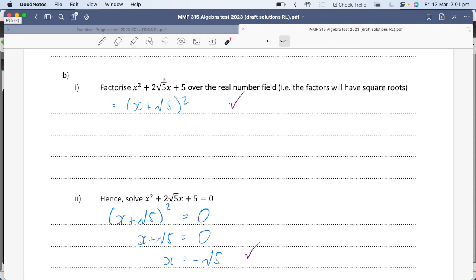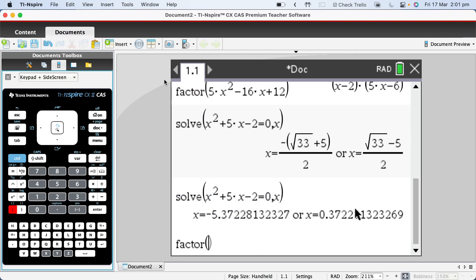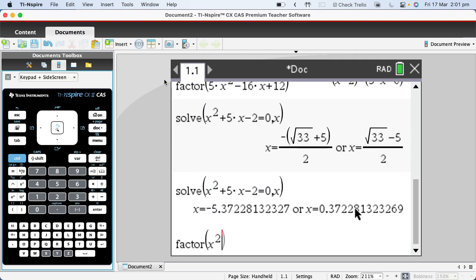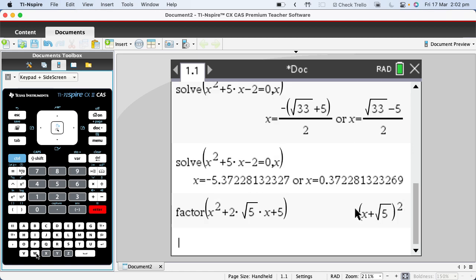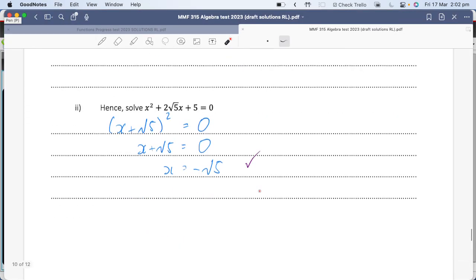But again, if I use factor and I go x squared plus 2 multiplied by the square root of 5 multiplied by x plus 5, press return, it'll give me x plus root 5 all squared. So that's 1 mark you can get without even understanding how it fits the perfect square thing, but just by understanding how to use your calculator. Hence solve.